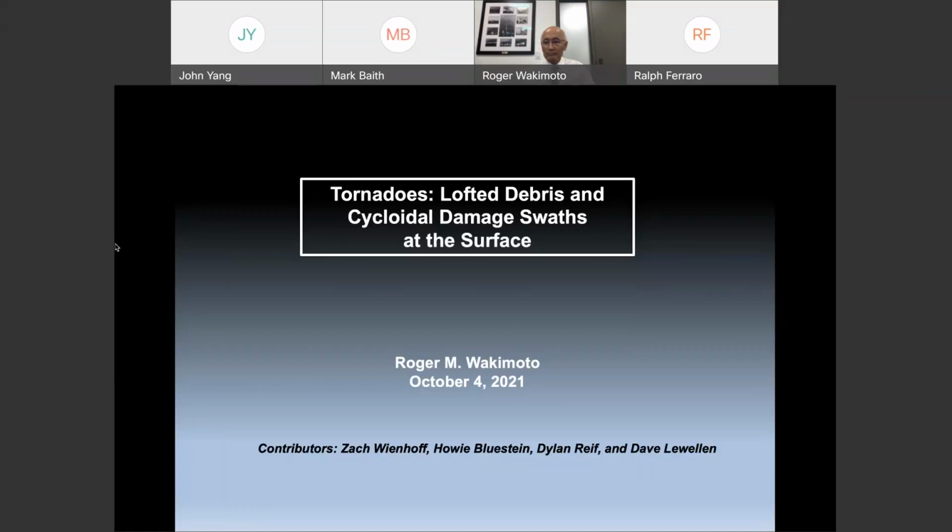Roger's actually held a lot of distinguished positions, including being the director of NCAR and also assistant director at NSF, and also president of the AMS for a couple of terms not too long ago. And we'll look forward to hearing his talk. So welcome, Roger, and we'll turn it over to you.